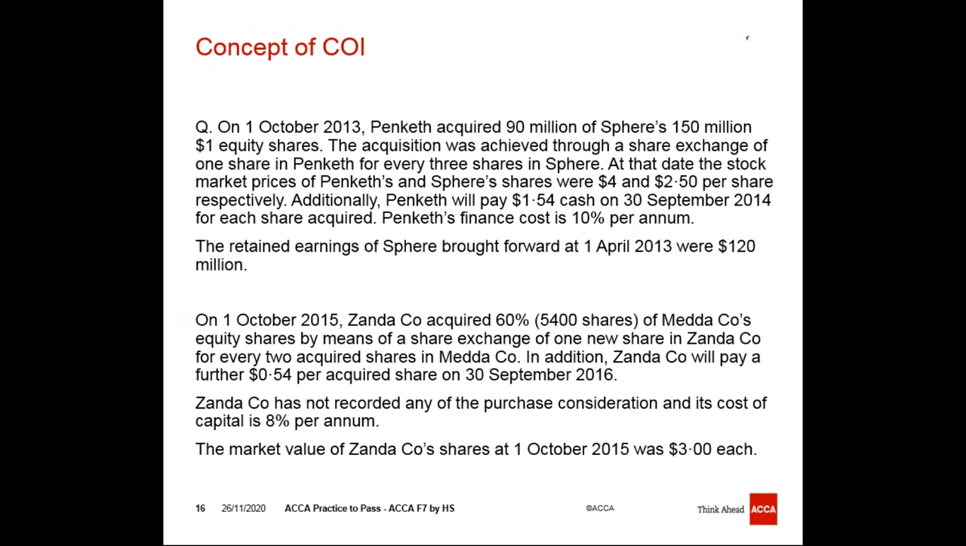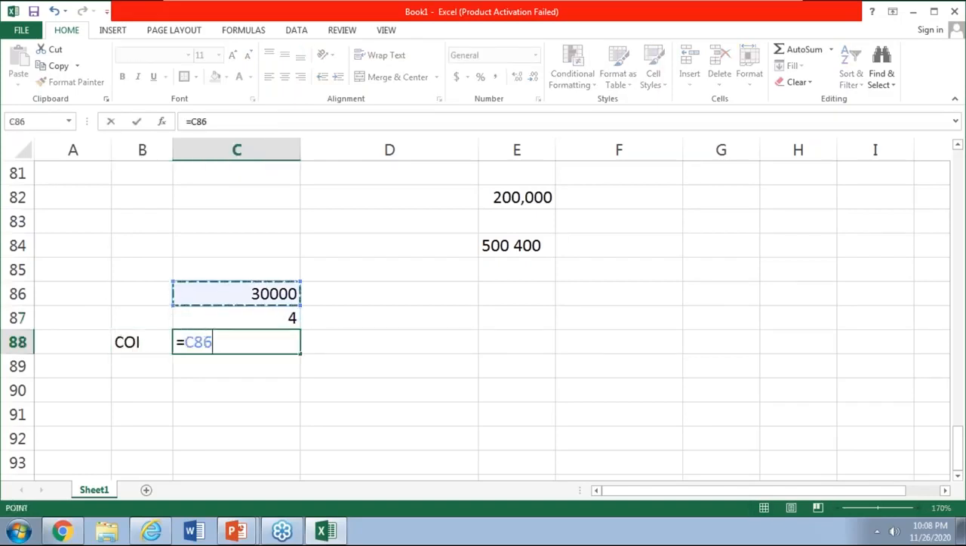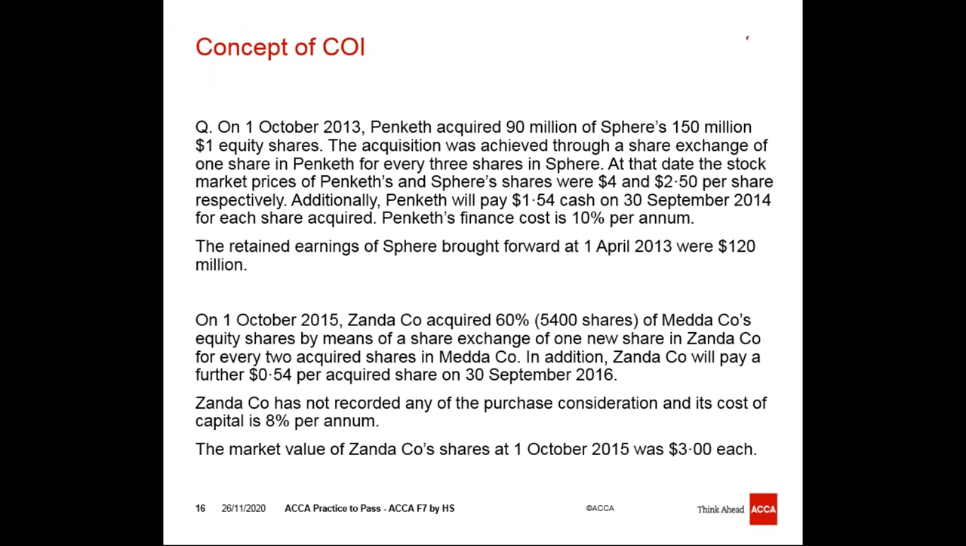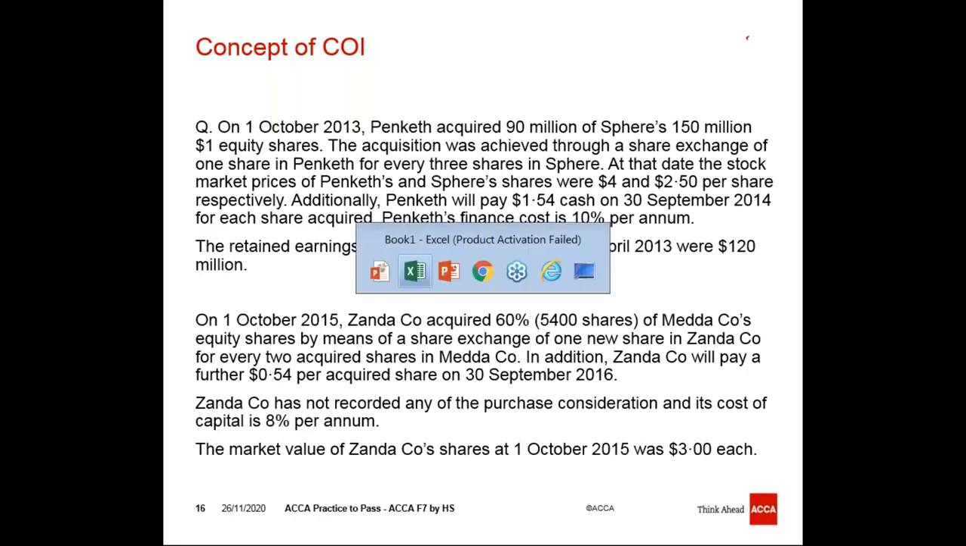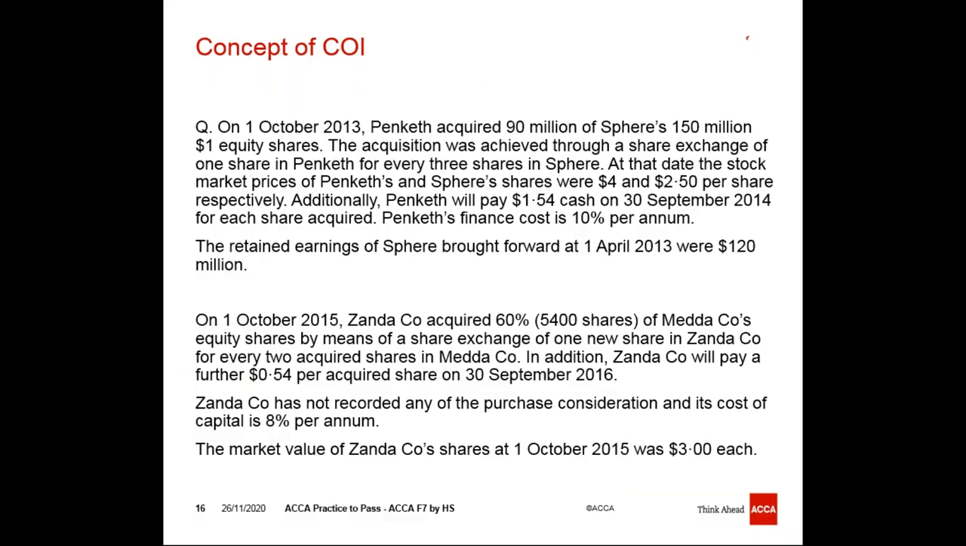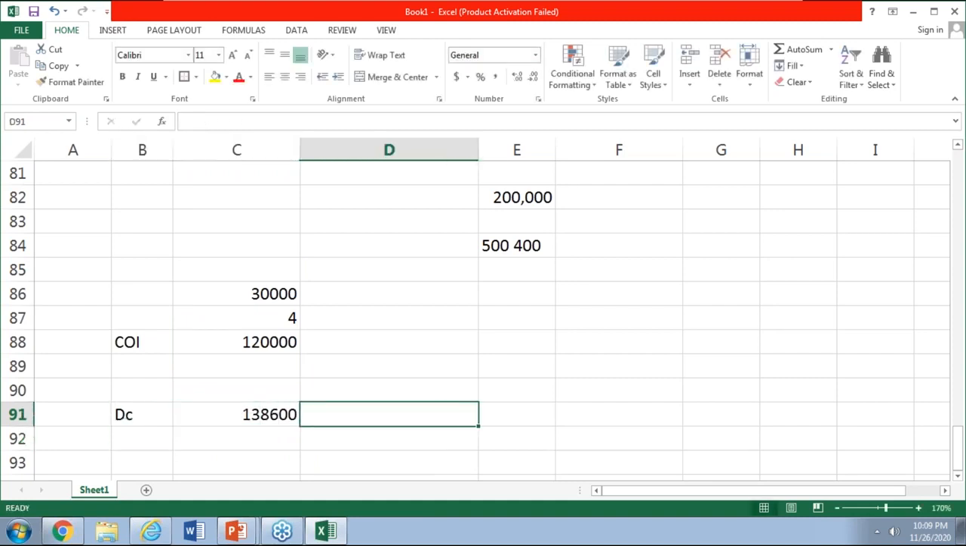The value of each share of the Pankit company is 4 rupees. So the cost of the investment will be this amount multiplied by 4, it will be 1,20,000. Additionally, Pankit will pay 1.54 cash on 30th September 2014, which means after 1 year. It is an unconditional payment, so it's a deferred consideration. How much deferred consideration are we paying? It's 1.54 multiplied by 90 million shares. The amount will be 136,800.